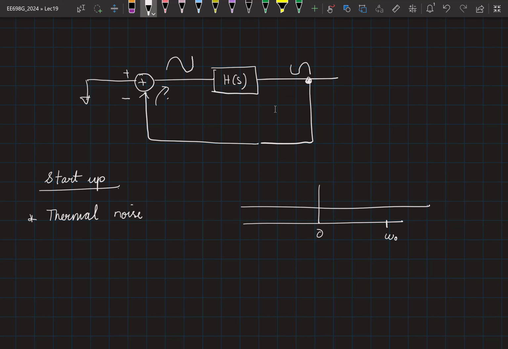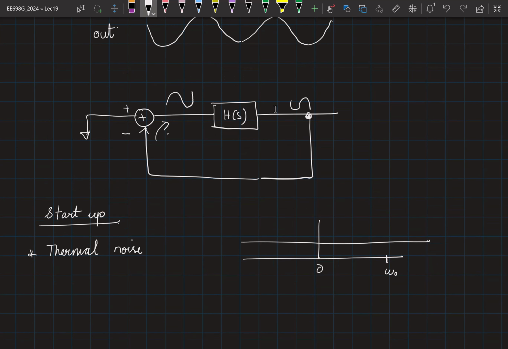Is that clear? You said that any node can go to 0 also. For example, if this was 0, how can I say that it can be 0? If I assume that this is 0, like I take H of s and I give 0 as the input, what is the output? 0, right? And if I put 0 at all the nodes, this is still a consistent solution. So it could either oscillate at omega naught or it could simply remain at 0. Both of them are possible solutions.